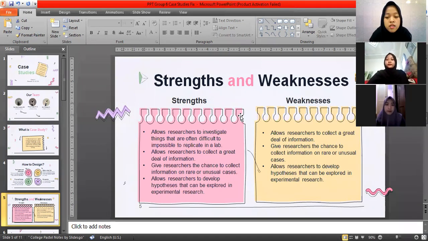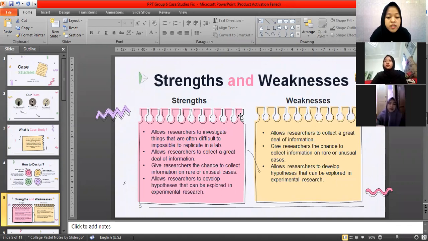Here there are 3 points. Number 1 is case study allows researchers to collect a great deal of information. Number 2 is case studies give researchers the chance to collect information on rare or unusual cases. And then the last is case studies allow researchers to develop hypotheses that can be explored in experimental research.